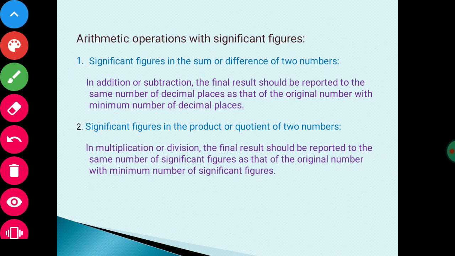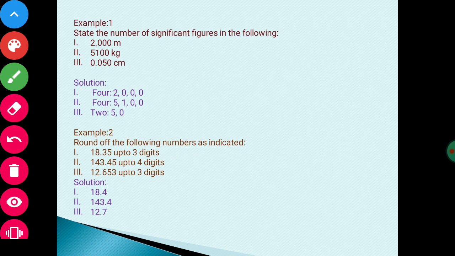Now the next, significant figures in the product or quotient of two numbers, product or division of two numbers. In multiplication or division, the final result should be reported to the same number of significant figures as that of the original number with the minimum number of significant figures, which we discussed in the numerical section. For example number 1, in which you have to just find out how many significant figures are in the following questions.